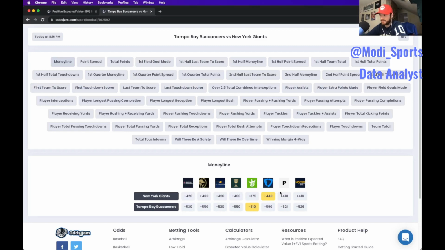Obviously, if you're going to have a play on that, I'd probably just sprinkle some on the Giants money line. Not that I think they're going to win, but at plus 440, you got some pretty good odds. There's some positive expected value there, with the perfect line being at plus 418, and you're getting them at 440.